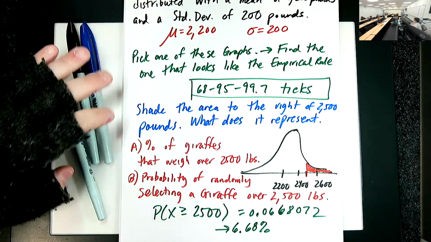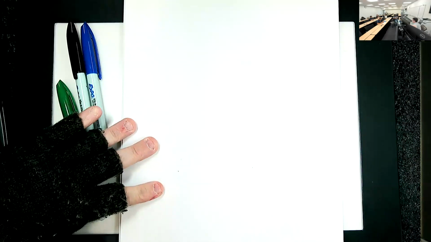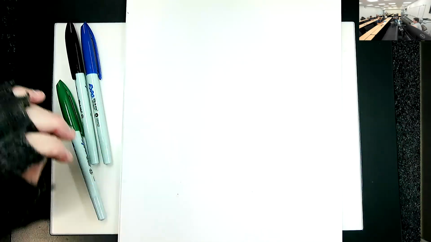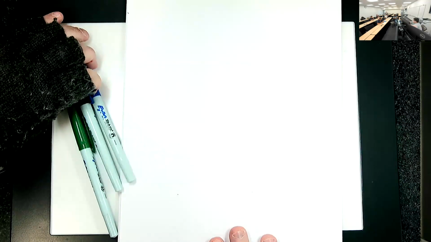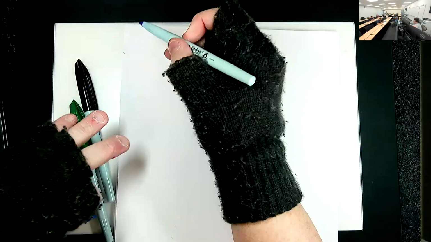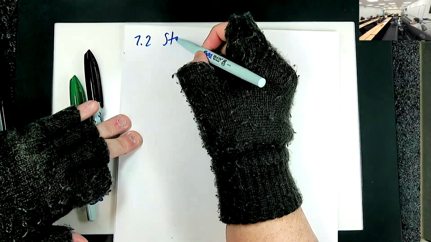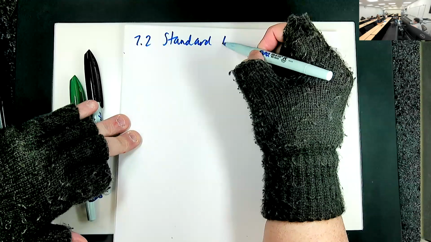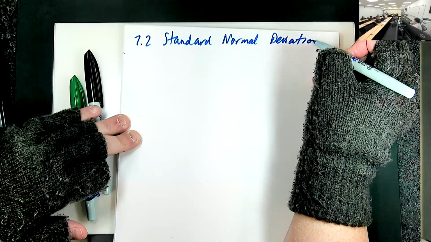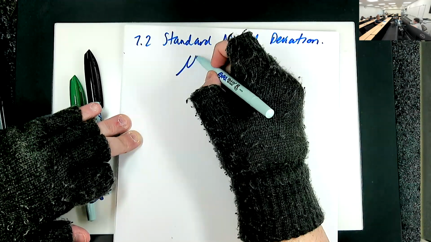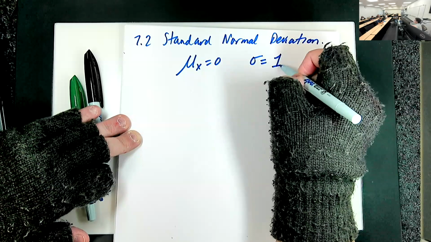Everyone ready for some more? Okay, so I don't think they're gonna ask this next part on 7.1, but it does lead into 7.2. 7.2, I believe, is on the standard normal deviation. Here, the mean is always 0, and the standard deviation is always 1.